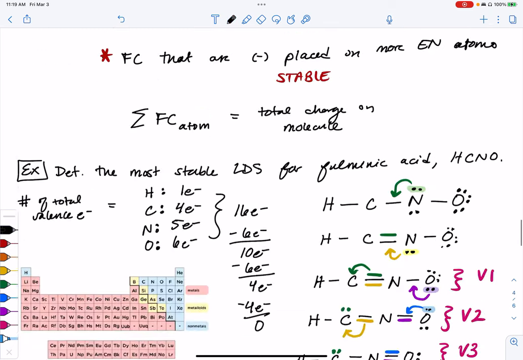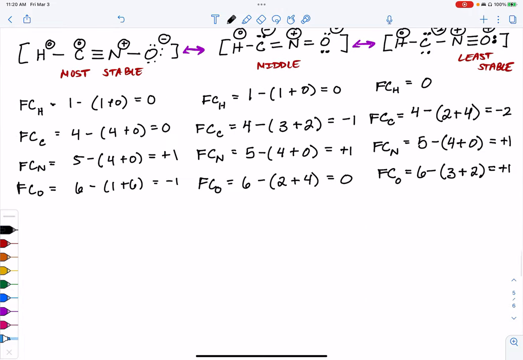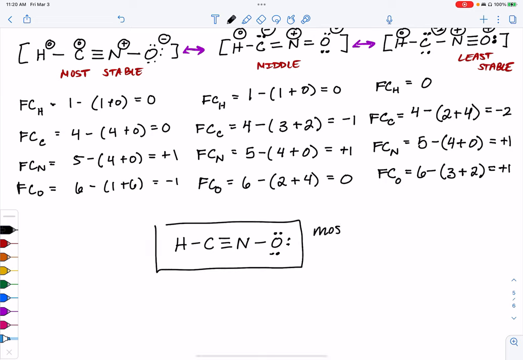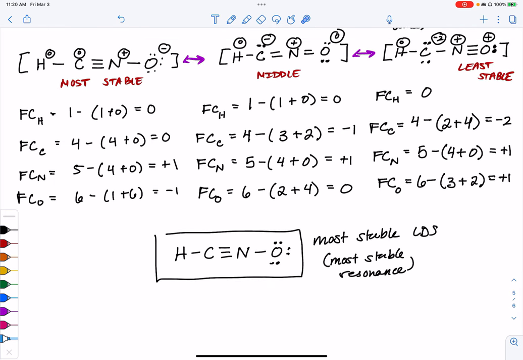So let's go back to what this question asked us. Determine the most stable Lewis dot structure for fulminic acid. The most stable Lewis dot structure would be H, C triply bound to N, singly bound to oxygen, which has 3 lone pairs. This would be the most stable Lewis dot structure. In other words, the most stable resonance structure that I could draw. And I could only make that determination based on all of these formal charge calculations.